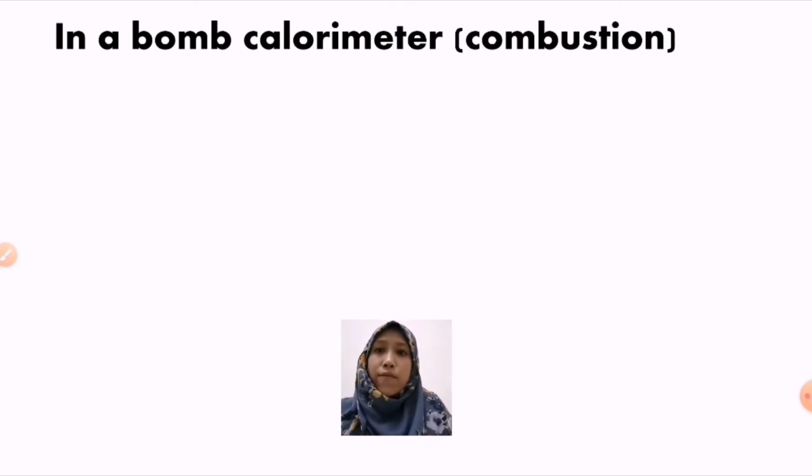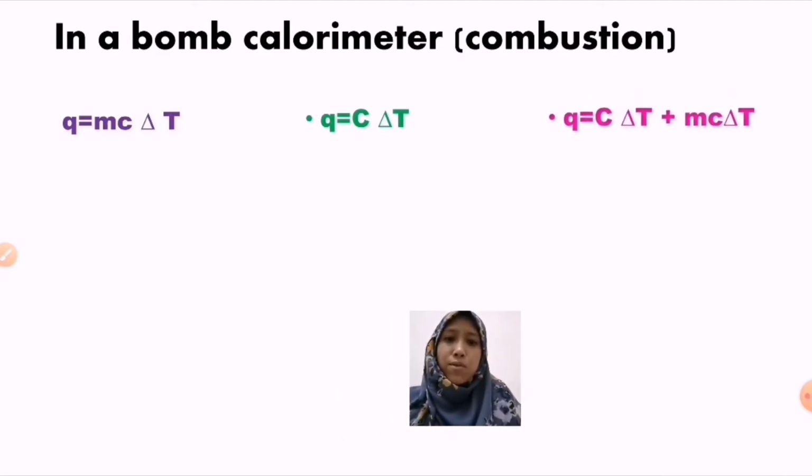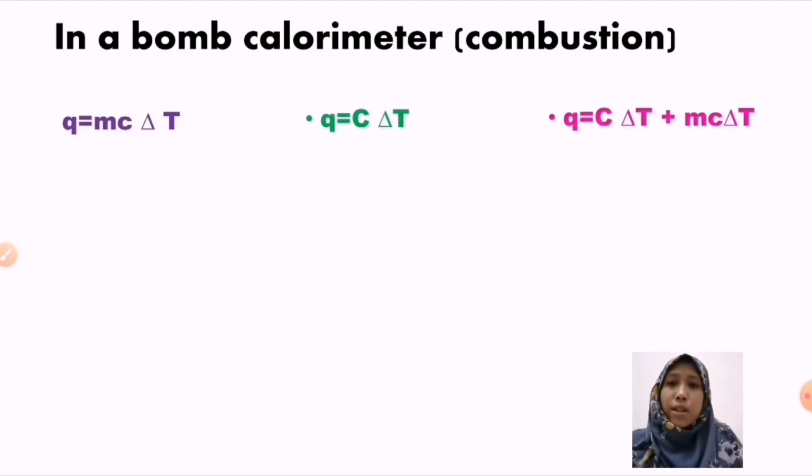So now let's look at the first calorimeter, which is bomb calorimeter. Selalunya yang berlaku dalam bomb calorimeter ni adalah combustion process. So biasanya akan ada beberapa equation. The first one is Q equals mc delta T. The second one is Q equals C delta T. And the last one is Q equals C delta T plus mc delta T. So ada banyak equation dekat sini. Selalunya pelajar akan bermasalah nak tentukan equation mana yang kita nak guna.